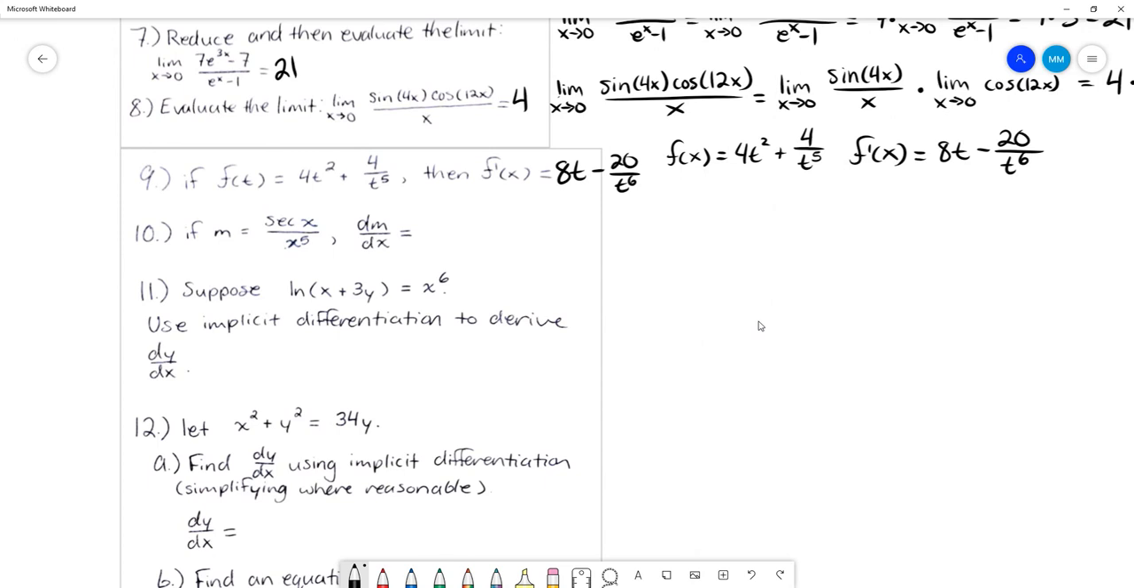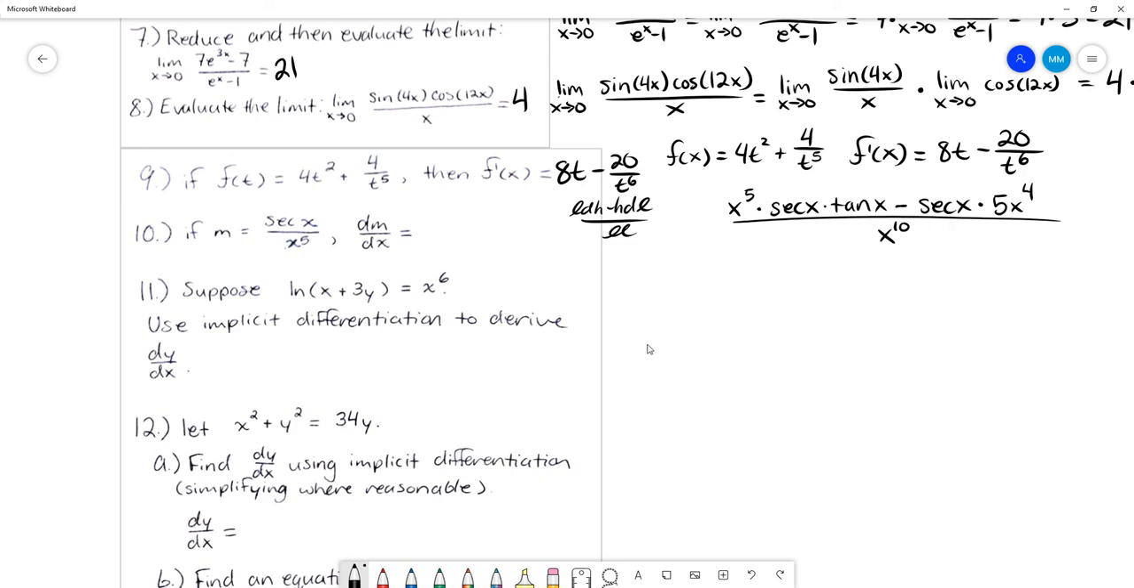Next up, we say that m equals secant x over x to the 5th. You want to find the derivative of m with respect to x. So in this case, I would apply that quotient rule. So we know low d high minus high d low over low low. So we'll take that low term, so it's x to the 5th, times the derivative of my high term, which is secant x tangent x, minus my high term times the derivative of my low term, all over low low.